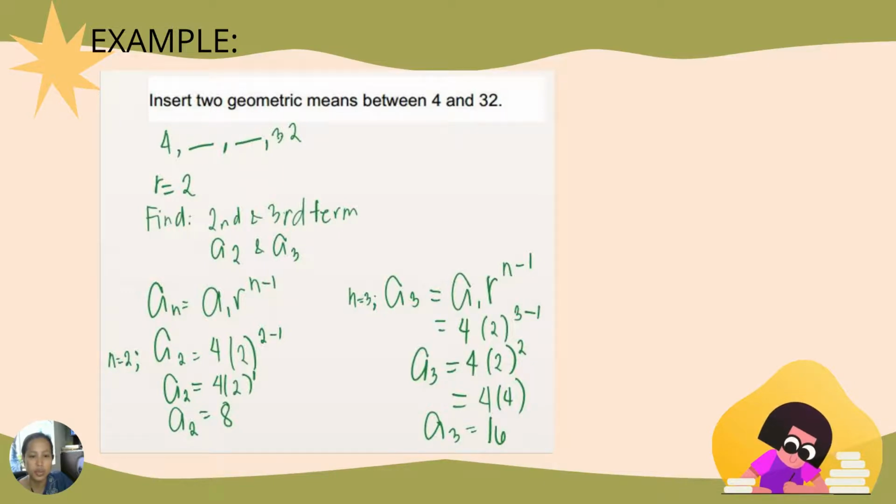2 raised to 1 is 2. 4 times 2 is 8. So our a sub 2, or our second term, is 8. And we are going to find our third term.